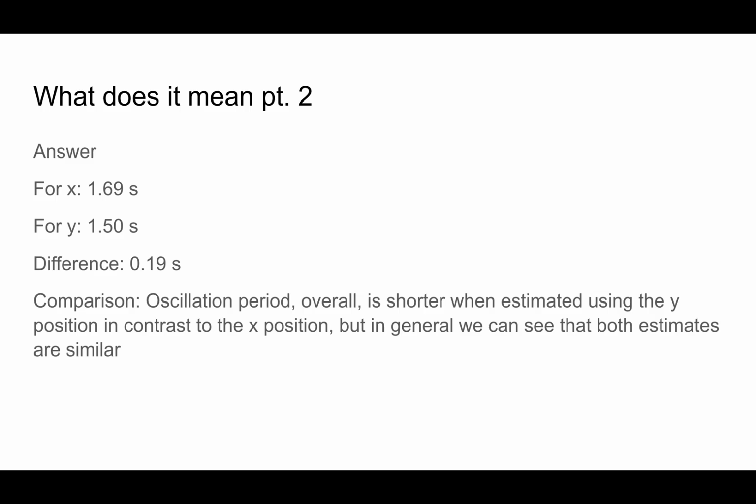Regarding the second question, we were able to compare the timing of oscillations from the x and y directions. You can see what they are here. This difference ended up being 0.19 seconds, which is a small difference, but it shows that depending on how you track the motion, your estimate of the period could definitely vary slightly. Overall, though, the oscillation timing was consistent, which gave us confidence in both our model and measurements.